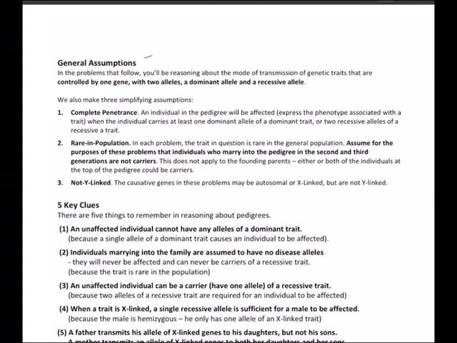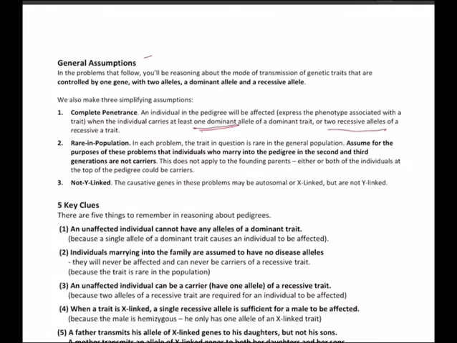In the problems that follow, you will be reasoning about the mode of transmission of genetic traits that are controlled by one gene with two alleles, a dominant allele and a recessive allele. We also make these simplifying assumptions. Complete penetrance: an individual in the pedigree will be affected, expressing the phenotype associated with the trait, when the individual carries at least one dominant allele of a dominant trait or two recessive alleles of a recessive trait.